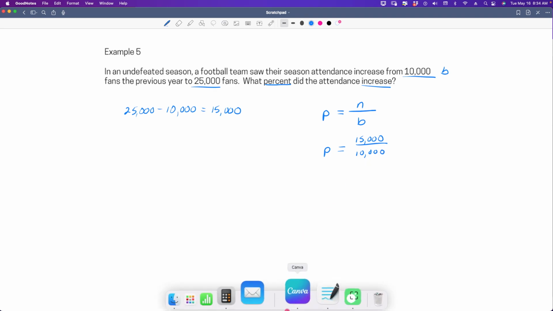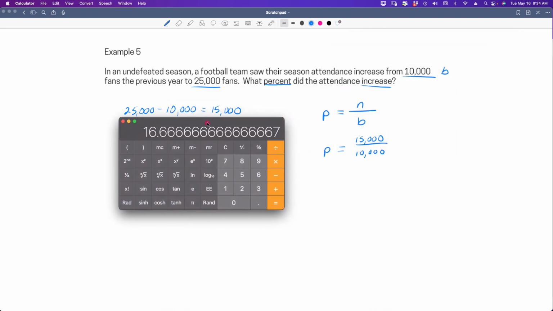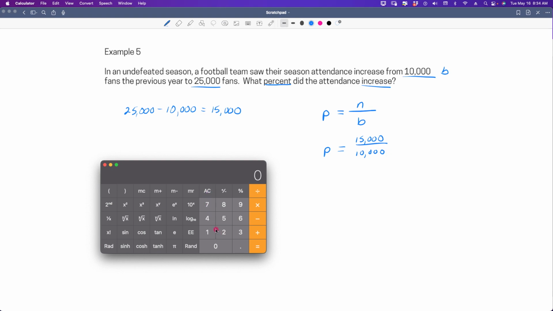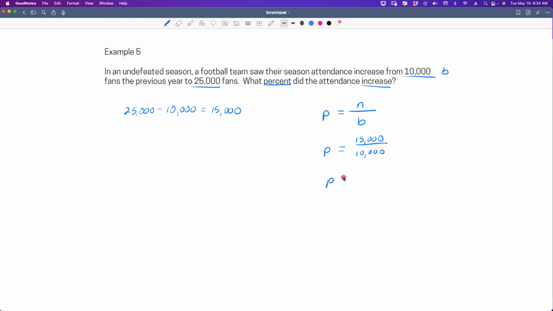So we're going to just divide those numbers. Let me clear this. Divide 15,000 by 10,000. And that equals 1.5. We're going to multiply that by 100 to get our percent. And that's going to be 150%. Oops, I forgot my zero. So 150% is the amount of change in their fans from one year to the next.